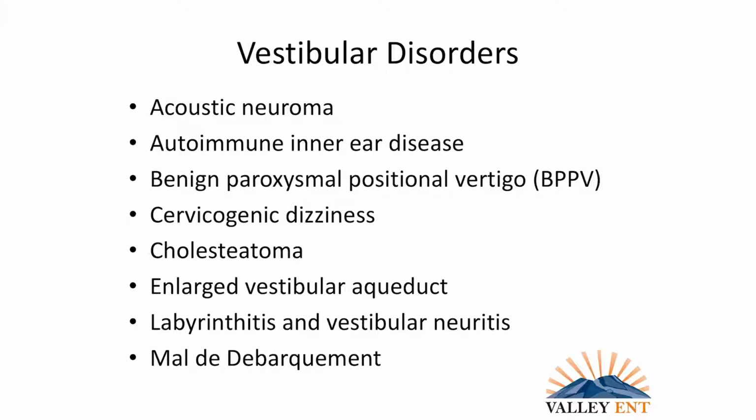The list of vestibular disorders is quite extensive. This includes acoustic neuroma, which is a benign tumor of the inner ear, autoimmune inner ear disease, benign paroxysmal positional vertigo, or BPPV, cervicogenic dizziness, cholesteatoma, which is a skin growth in the inner ear, enlarged vestibular aqueduct, which is a congenital condition, labyrinthitis or vestibular neuritis, and mal de debarquement syndrome, which you often see in patients who have been on cruise ships and experience these symptoms when they get off.